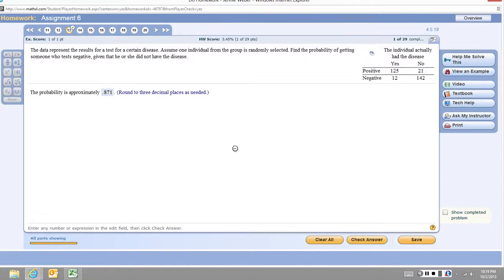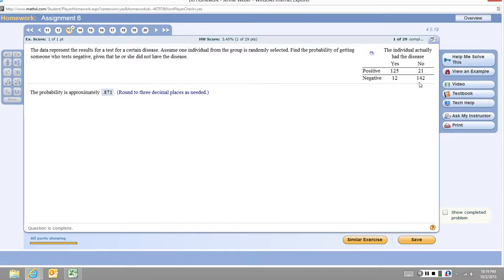That's my answer. So you can see you don't actually need the formula here. You will work problems later with the formula, but in this one, it's more just that you understand that since we know that they did not have the disease, we're able not to look at this entire group of people, but rather just this no column.